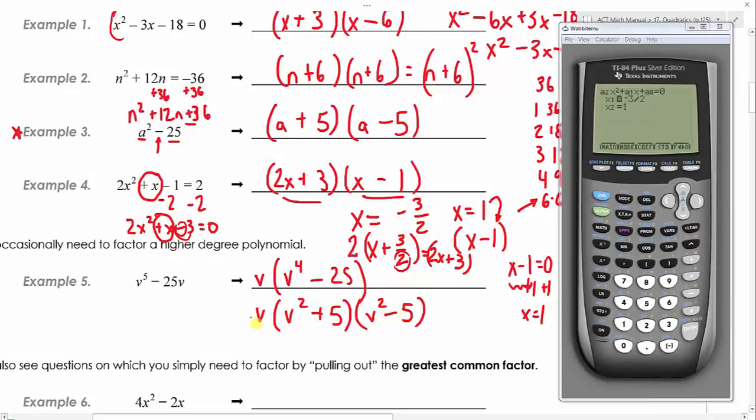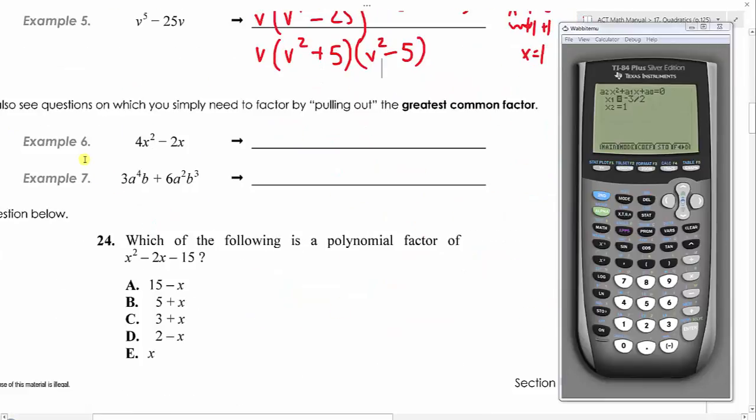So we end up with these three factors, v squared plus 5, and v squared minus 5. And yeah, that's how we factor that guy. Examples 6 and 7, again, you might want to try these on your own before you watch me do them to test your efficiency and your proficiency.